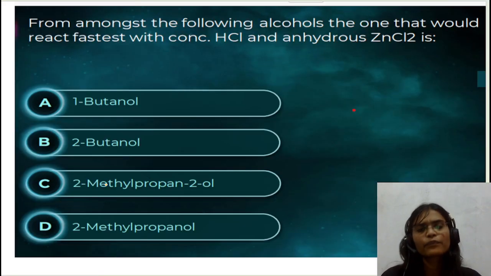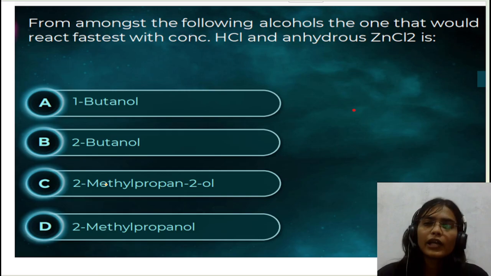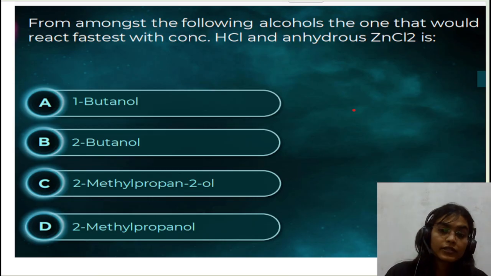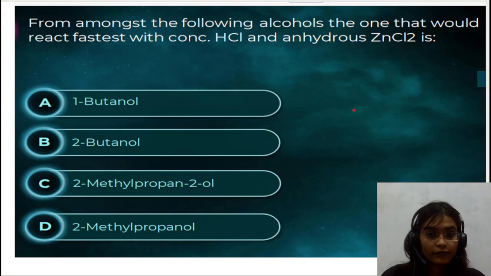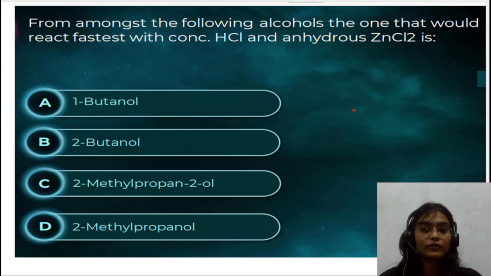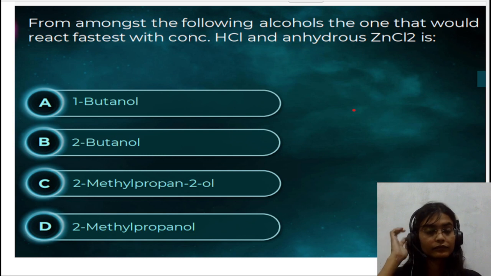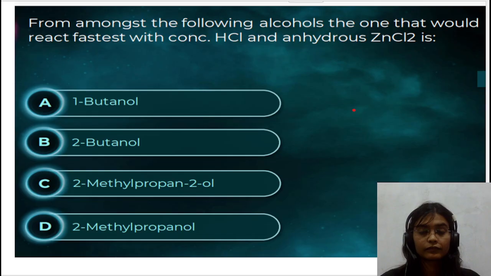Answer this question. Among the following alcohols, the one which would react faster with concentrated HCl and anhydrous ZnCl2. First of all, what is it? It's a Lucas reagent based question. So you have to identify the answer for this question. Lucas reaction, Lucas reagent.